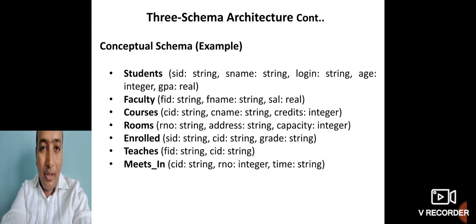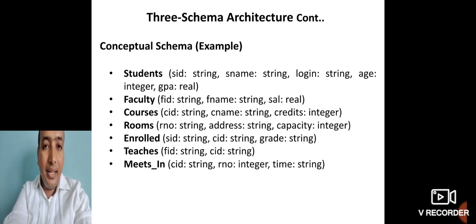So in the same way you have courses. For courses the attributes are CID, CName and credits there. For the room you have the attributes called R number and room number string, address string, capacity integer, that is how many students can be accommodated in a room, whether it is 30 students or 60 students. In the same way we have another entity called as what?